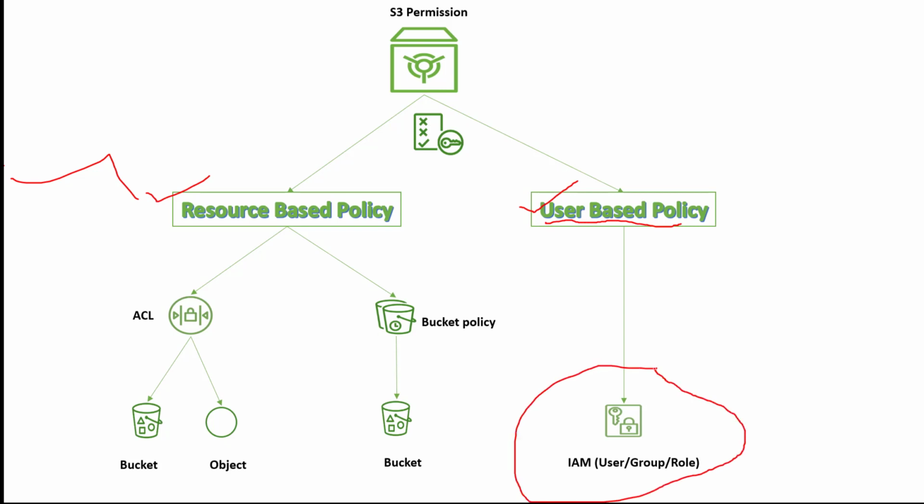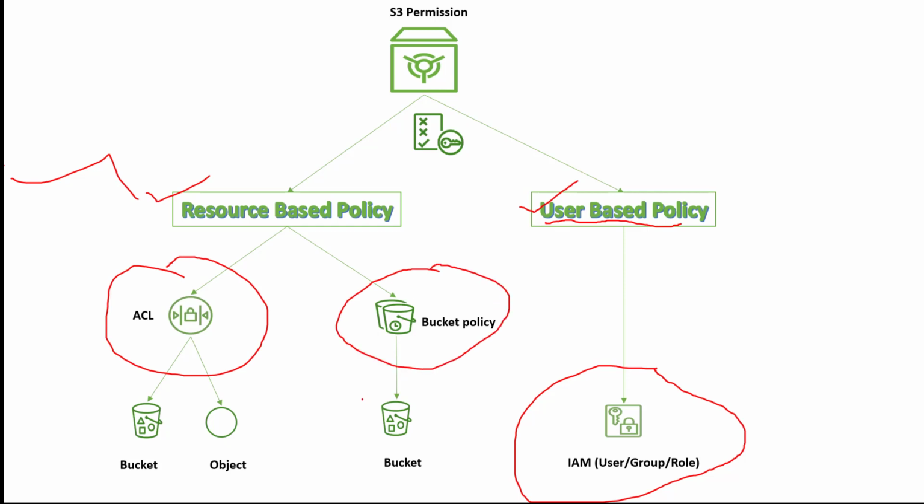So it's very simple, just like we define that this user can perform this operation on S3, or this user can perform this operation on S3. When we're talking about S3, that means it's object level as well as bucket level. This is very, very simple. But when we're talking about resource-based policy, there are two types of resource-based policy. One is ACL and the second one is bucket policy.